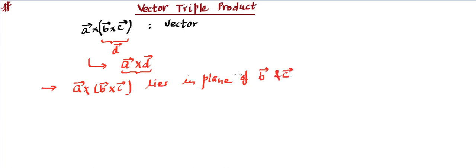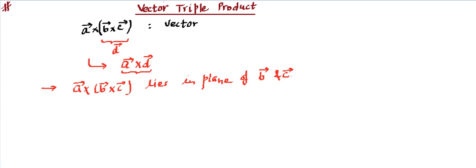Making sense? It's something to be visualized, and let me quickly re-explain what I said. This B cross C is perpendicular to B and C both, and then we are doing again a cross product. That means the final vector is going to be perpendicular to that perpendicular, so it's going to be in the plane of B and C. So that's the point we can remember, and in fact we can understand this thing.